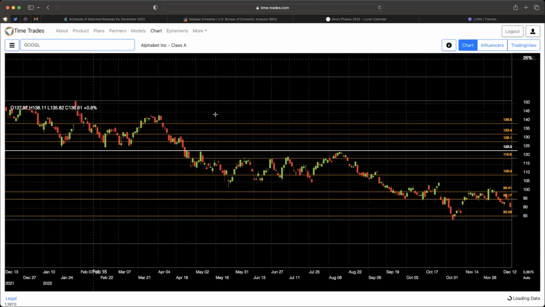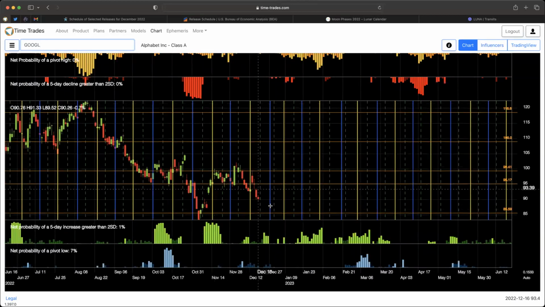Okay, let's look at Google. Google also more green than red. However, of course, the broader sentiment and context in the market is bearish, but we do have a very nice cluster of green here heading into early February, along with a pivot high. So taking that literally, it does call for a nice move up starting early in January.